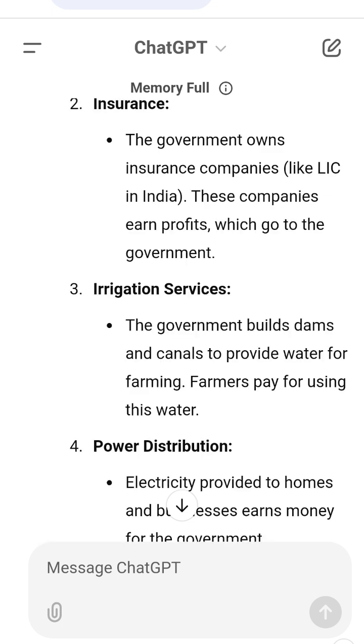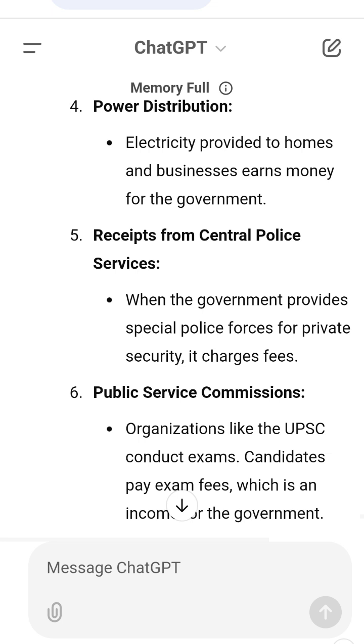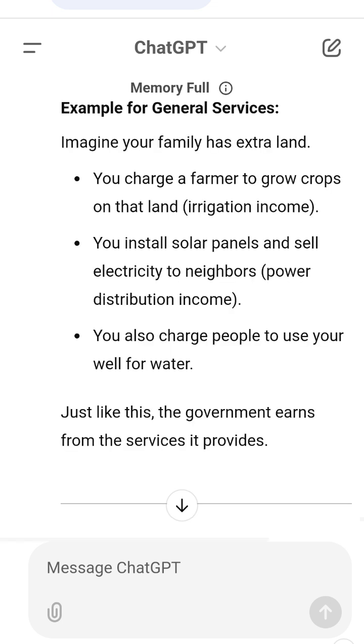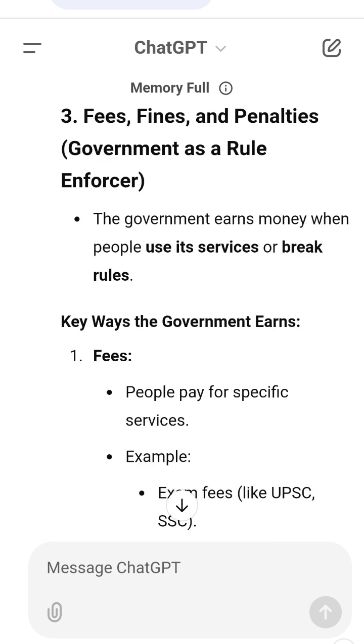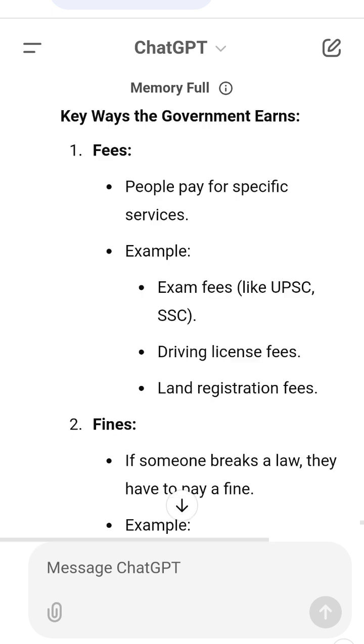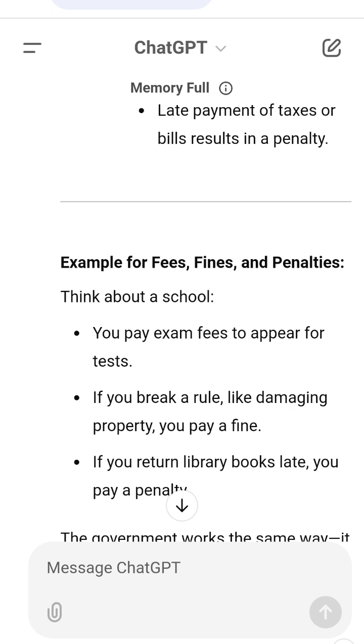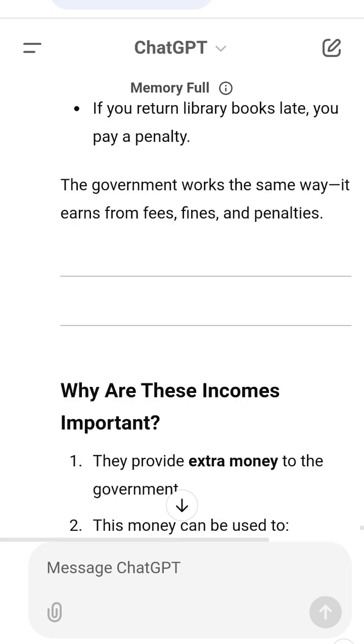Final simplification recap. Category, what it means. Examples. Minting coins, selling shares. Fiscal services. The government earns money making products like currency, coins and stamps. Printing notes, minting coins, selling stamps. General services. The government provides services and earns from them. Banking, insurance, electricity, irrigation. Fees, fines, penalties. The government charges for services or rules violations. Exam fees, traffic fines, late tax penalties.